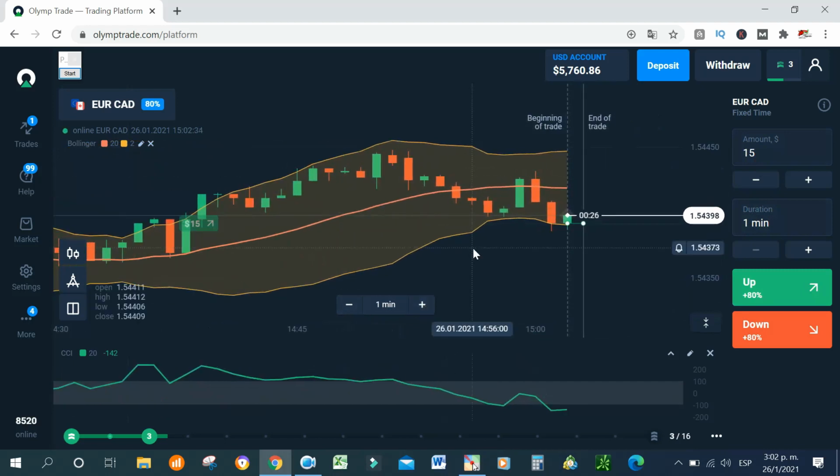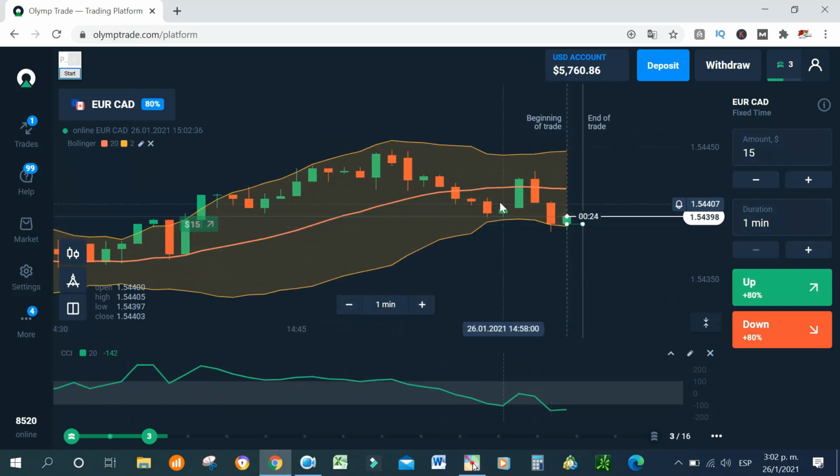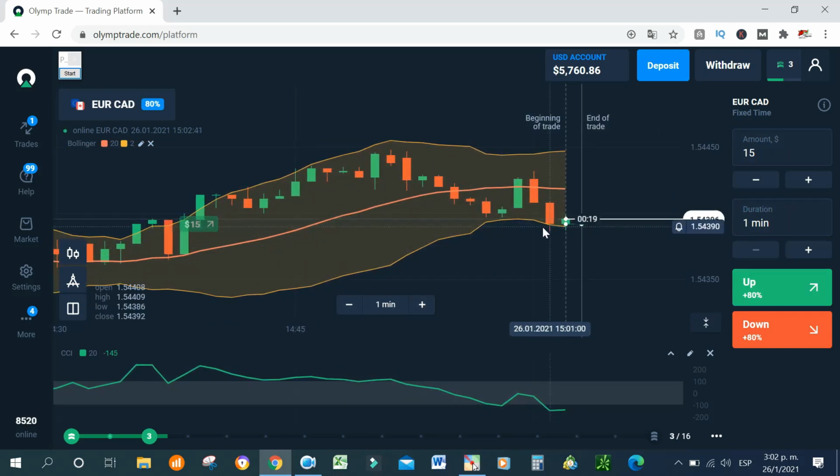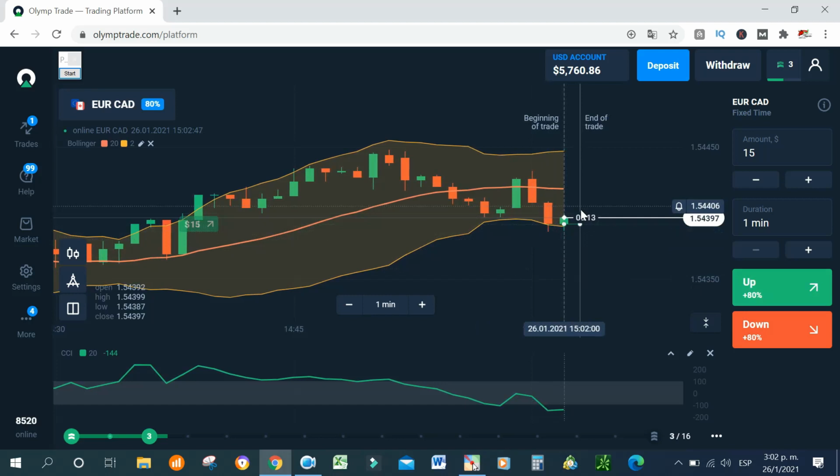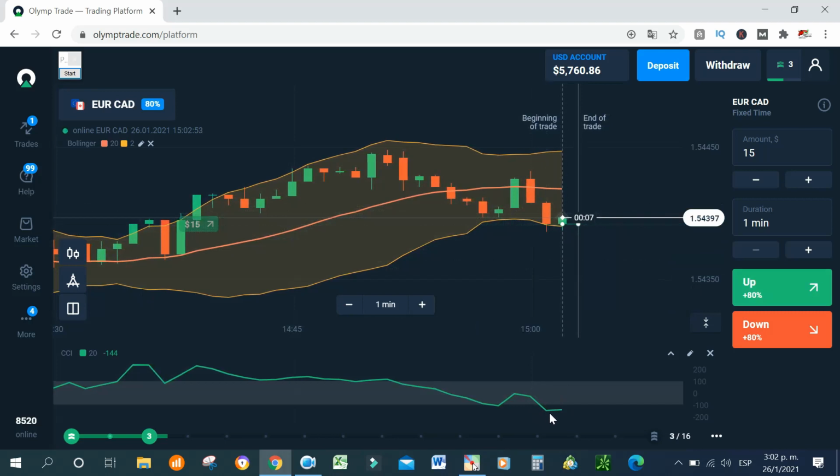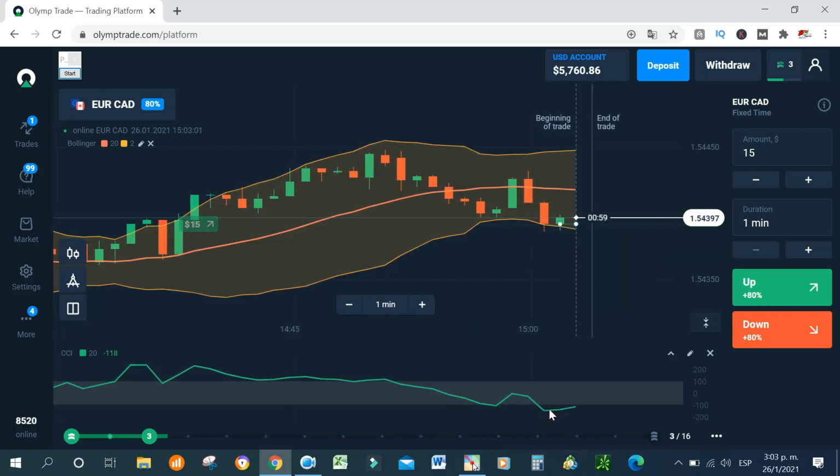So as I was explaining to you at the beginning, whenever the price touches the lower Bollinger Band, we can consider going up. Okay, but we need to confirm it with the overbought, oversold zone in the CCI. It is much better and more effective if we have the CCI in the oversold zone.